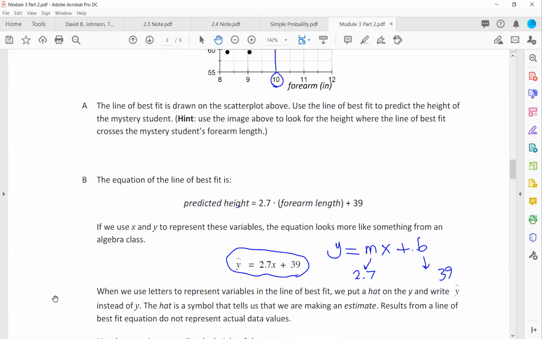Then we use letters to represent variables in the line of best fit or regression line. We put a hat on the y and we write y hat instead of y. The hat is a symbol that tells us that we are making an estimation. Results from a line of best fit equation do not represent the actual data values. You're just making an estimation or approximation.